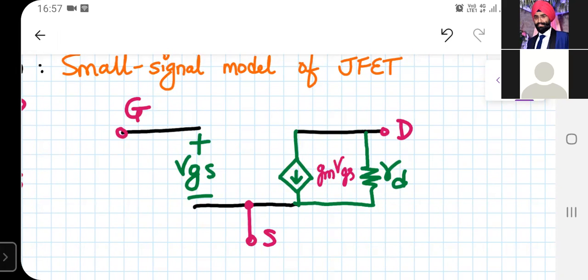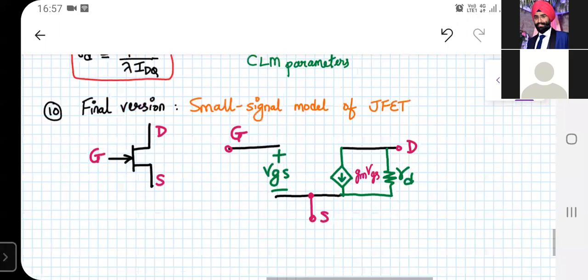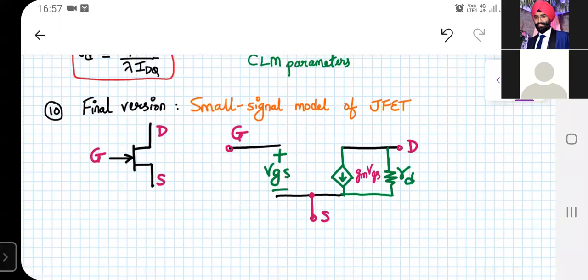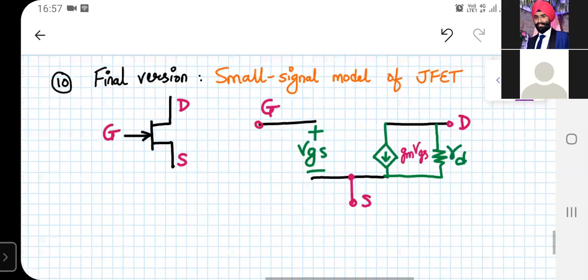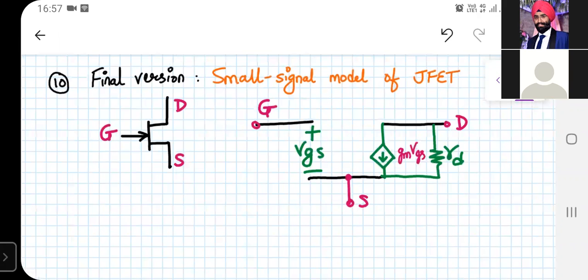Okay, now with this background story, we can begin with the JFET amplifier. Don't worry, we are going very slow because this is a very vital topic. This is exactly the same for MOSFET also. If you understand this properly, you will also understand it. मैंने बोला था ना starting में, the AC analysis of JFET and MOSFET are the same.